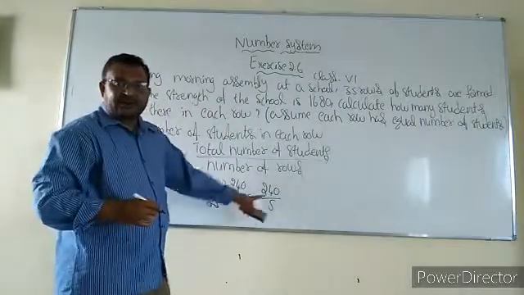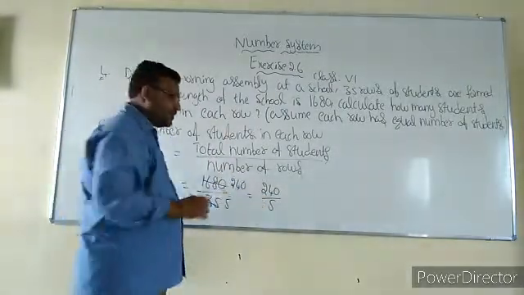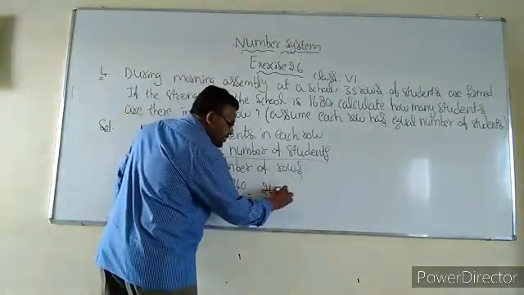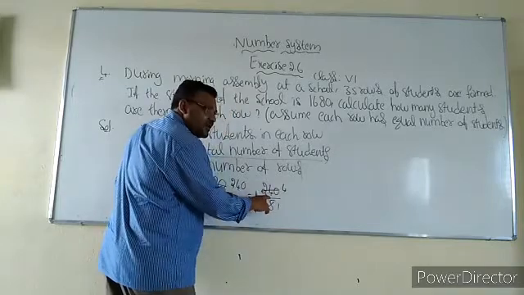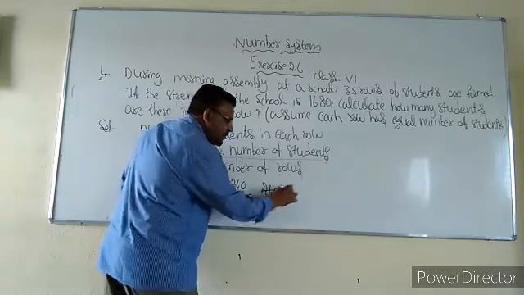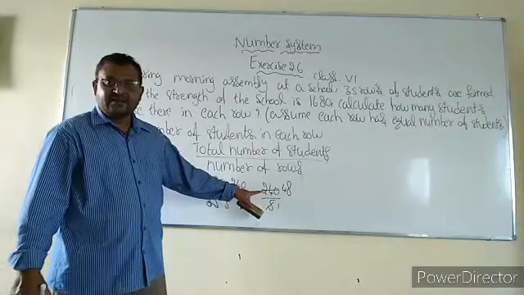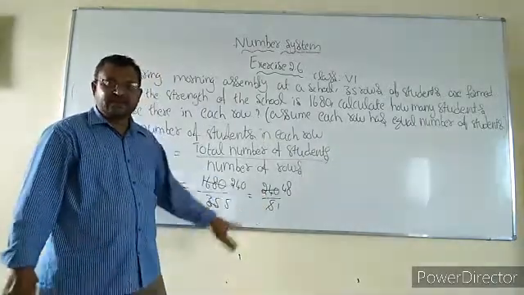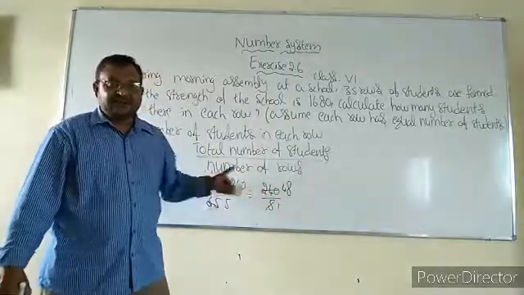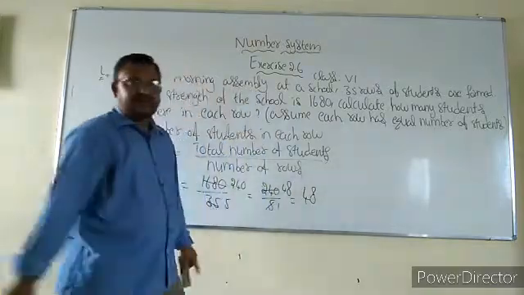Again, both numerator and denominator can be cancelled by the same number, that means by 5. 5 fours are 20, 4 remains, bring down the next 0, it becomes 40, that means 8. So 5 times 48 is 240. 240 with 5 will be cancelled. So what remains here? 48 by 1, which means 48.